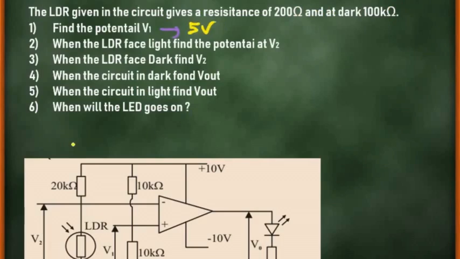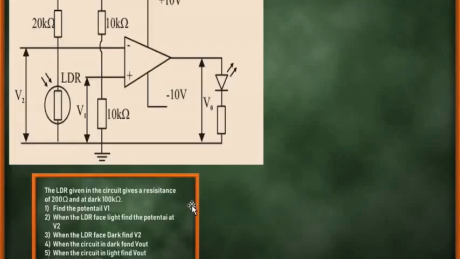So update your answers. If your answers are correct, that's great. Moving on to our second question. When the LDR faces light, find the potential V2. LDR facing light here.